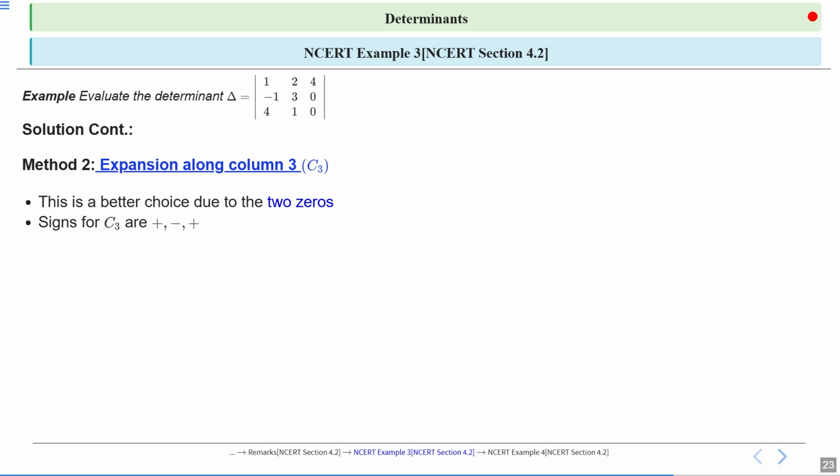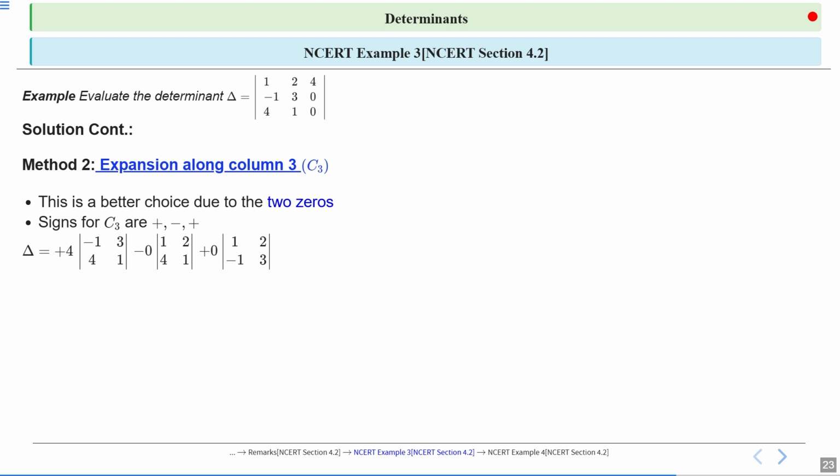Plus for the element 4, this position is A13, and 1 plus 3 is even, so it is plus. Then 0 is present at position A23, and 2 plus 3 is 5, that is odd, so it becomes negative. And 0 is present at position A33, and 3 plus 3 is 6, that is even, so the sign is positive. So the determinant is equal to 4 into the determinant of the matrix we get by cancelling the first row and third column, that is minus 1, 3, 4, 1.